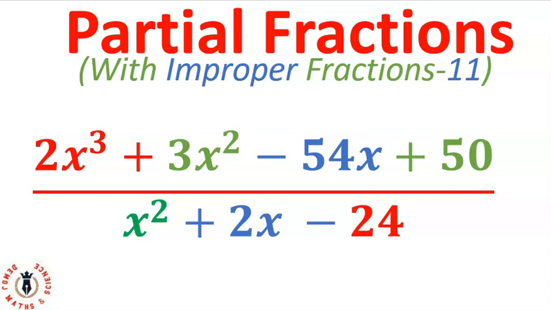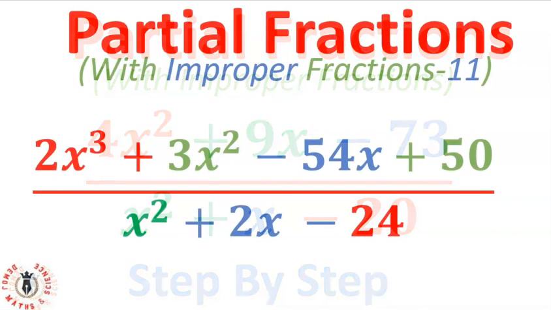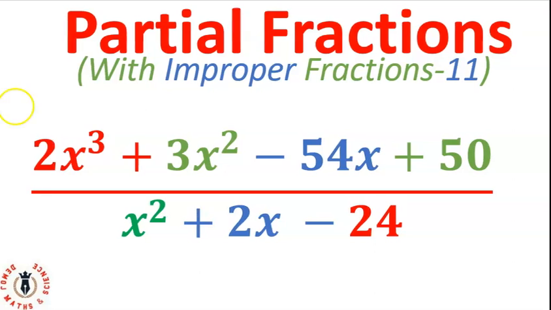In our last lesson, we saw how to decompose partial fractions with improper fractions. We had a case where both the highest coefficient of the numerator and the denominator are the same. In this lesson, we'll continue with decomposing partial fractions with improper fractions, but we'll see a case where the highest coefficient of the numerator is greater than the coefficient of the denominator. We'll use this question to help us understand it better. That said, let's get started.